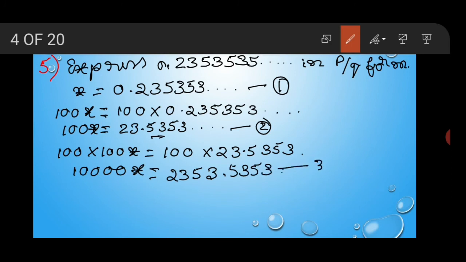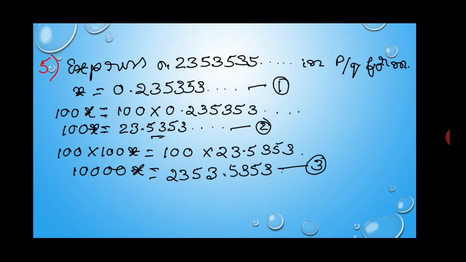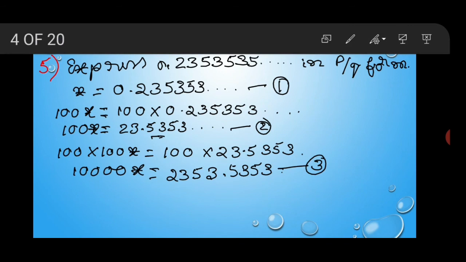2053.535353, like that. Call this equation number 3. Now, observe the digits after the decimal point in both equations. Here 5353 is repeating, and here also we can observe 5353 repeating. So subtract equation 2 from equation 3.